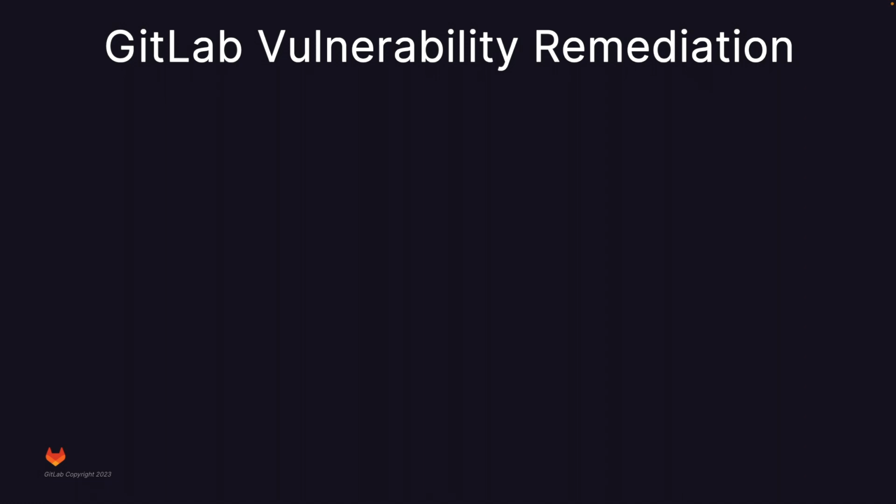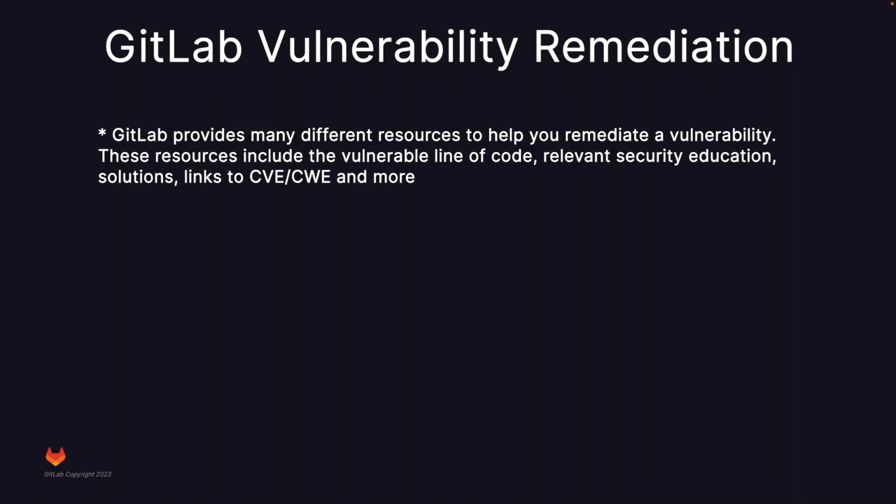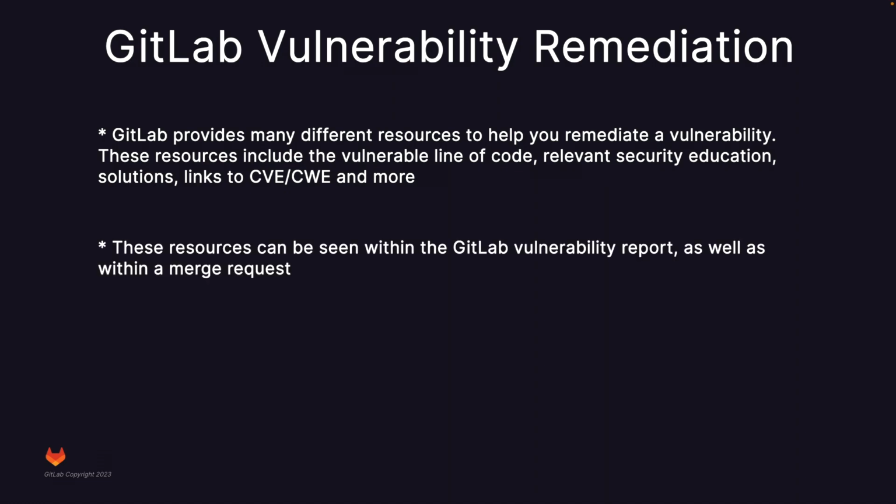Now let's go over how GitLab can assist us in resolving a vulnerability. GitLab provides many different resources to help us resolve a vulnerability, which includes the line of code where it was detected, security education from various different vendors, solutions to the vulnerability, links to the CVE, and much more. These resources can be seen within the GitLab Vulnerability Report as well as within a merge request, providing a single source of truth for both developers and the security team.